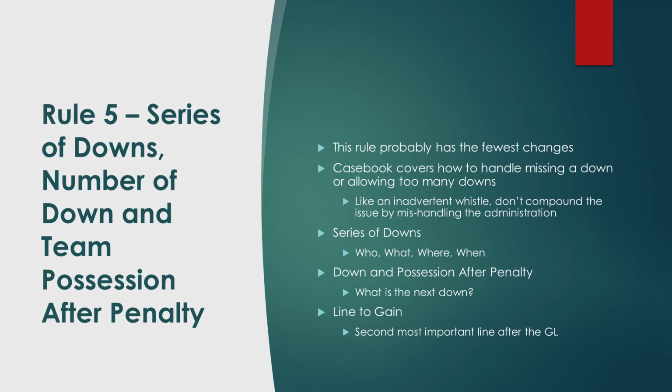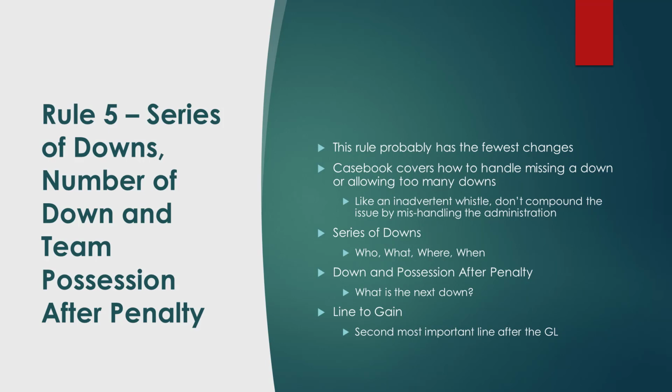Series of downs, again, who, what, where, and when. Who's going to get a new series of downs? What down is it going to be? Where is that new series going to begin? And when would we award a new series or not? So various factors that go into that, and all of them important to know. So get your nose into that part of the rule book and visualize different scenarios that would allow you to analyze a new series and what we would do with the ball in those situations.